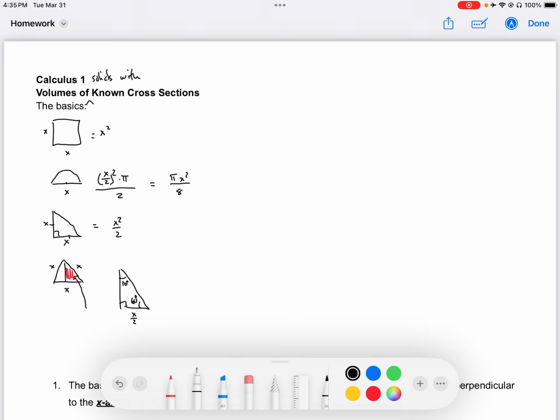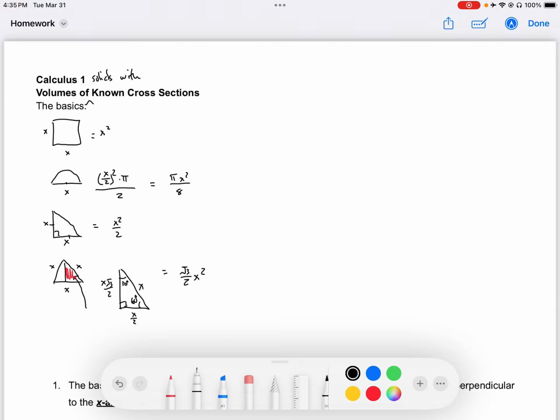Remember that if you have the short side next to the 60 degrees, the long side is that times root 3. So this would be x root 3 over 2, and this would be x, which is what we already know. So that means the height of this equilateral triangle is x root 3 over 2, which means the area of this equilateral triangle is actually root 3 over 4 x squared. Again, not something you necessarily have to memorize, but it can be useful. So these are things that we already know.